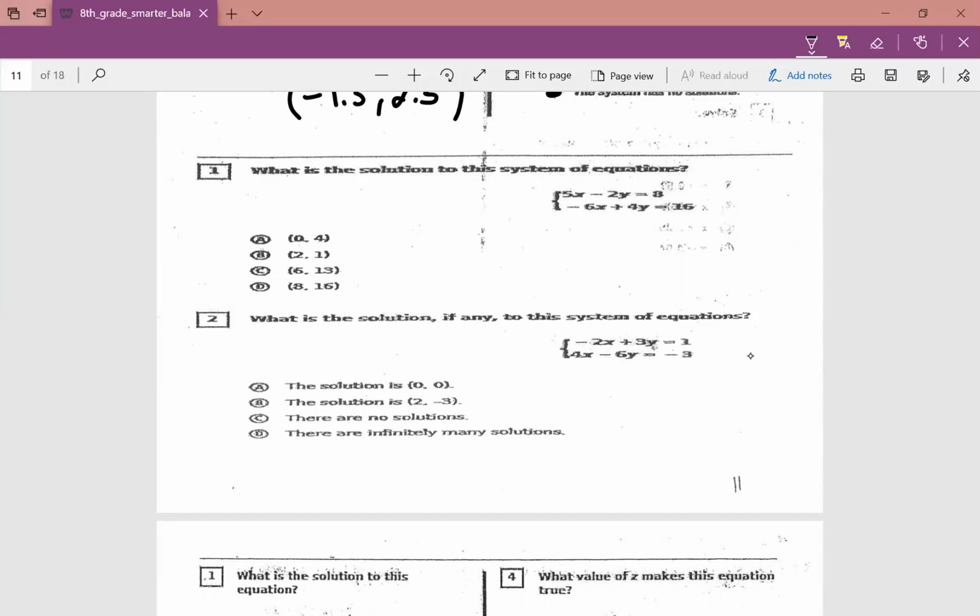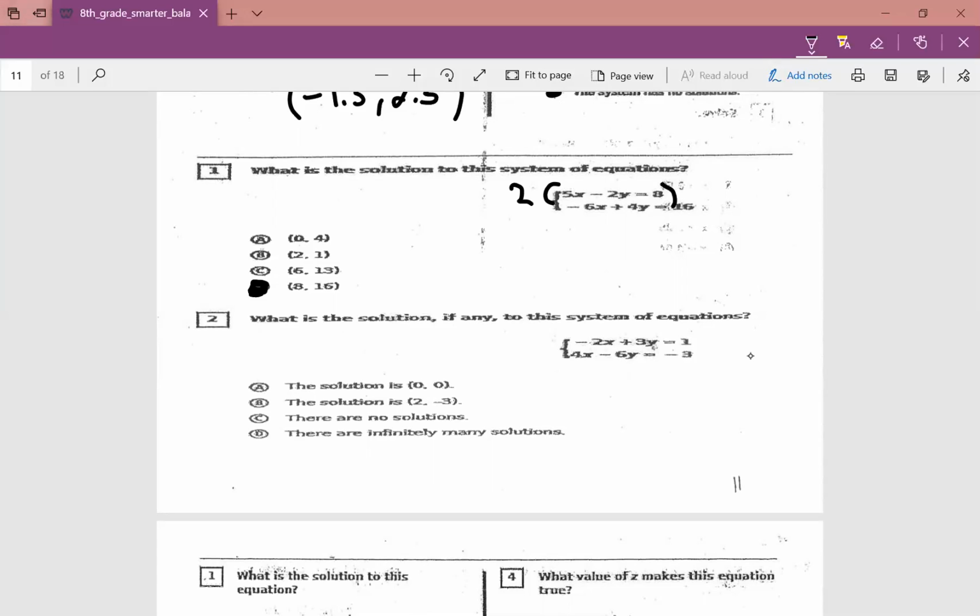What is the solution to this system of equations? Okay, good. Here the correct answer is D, 8 comma 16. You can use anything you want to do this, but I would multiply the top equation by 2 on both sides, then you get 10x plus 4y equals 16. And then you add the equations together to cancel out your y's. Multiply this top one by, what did I say, 2? Yeah.